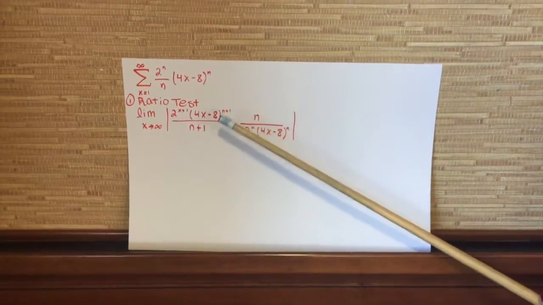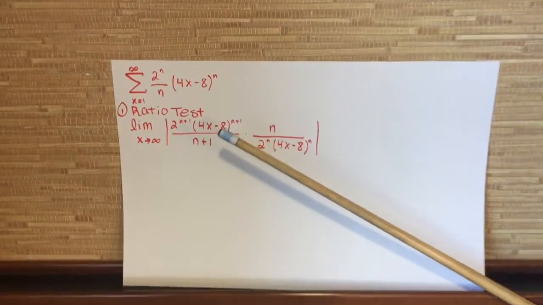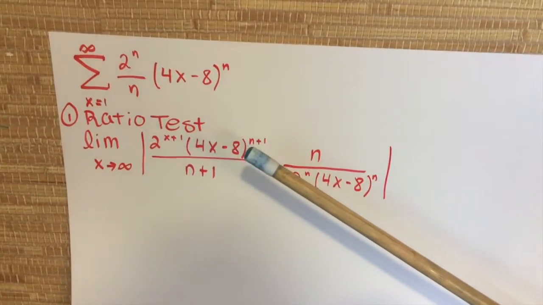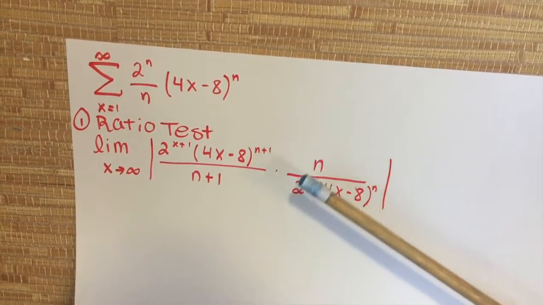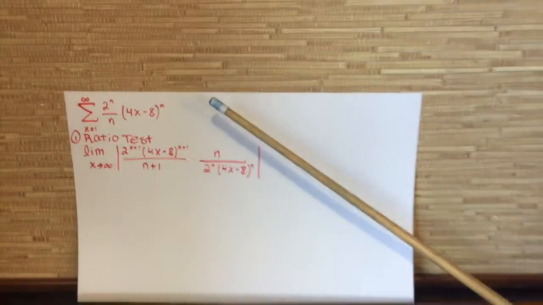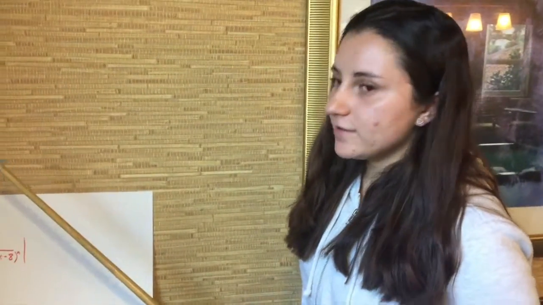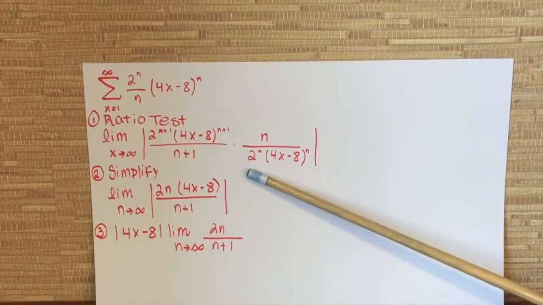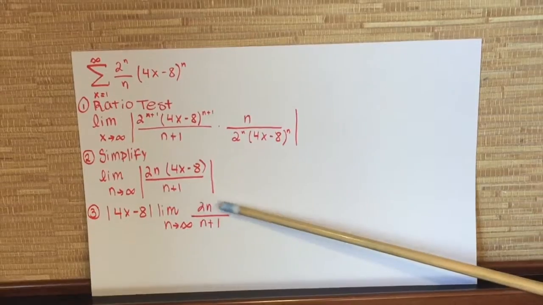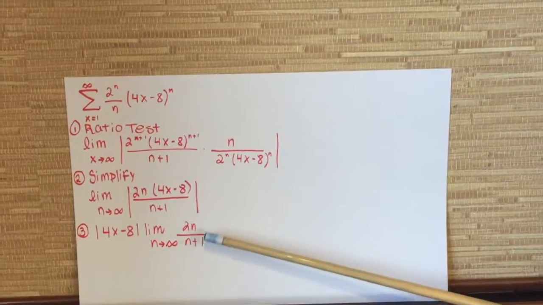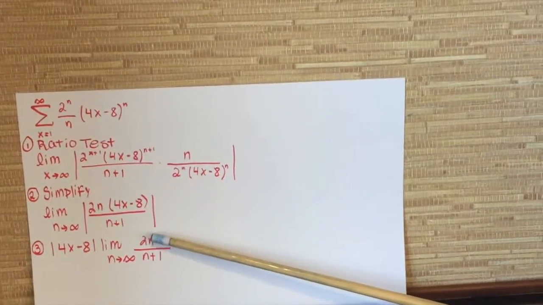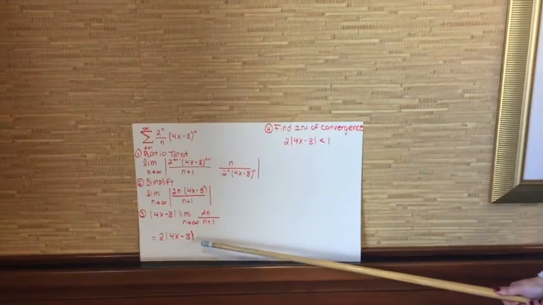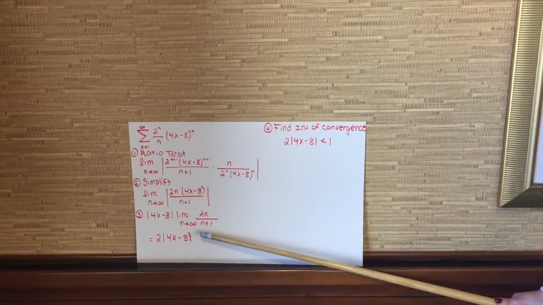So here we do 2^(n+1) times (4x minus 8)^(n+1) over n plus 1 times the original function. Then we simplify and cancel out some terms. Now that we simplified, we get 2n times (4x minus 8) over n plus 1. Because the exponents are equal, the limit is going to equal the coefficient, so it's going to equal 2. So we get 2 times the absolute value of 4x minus 8.